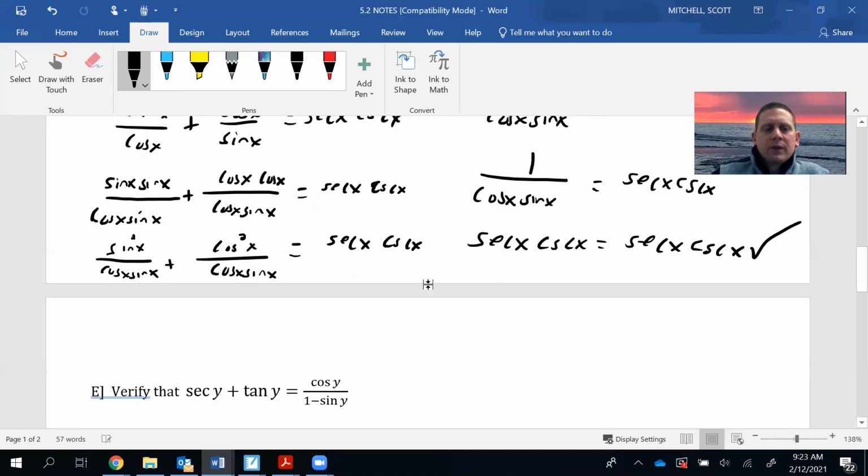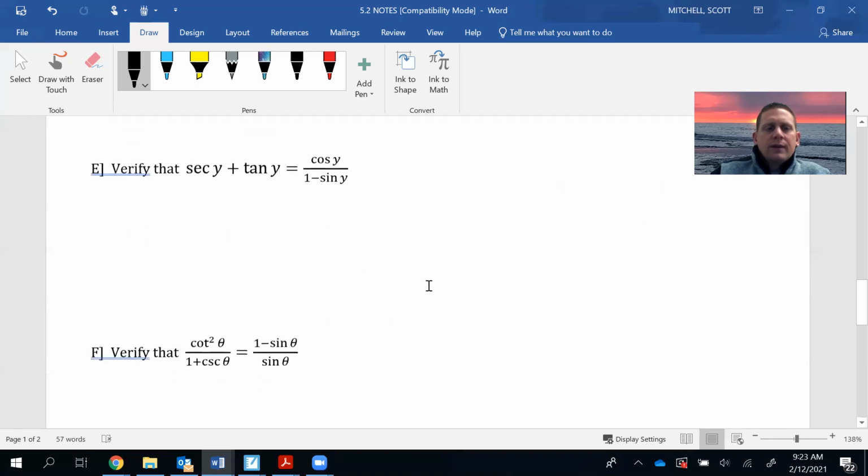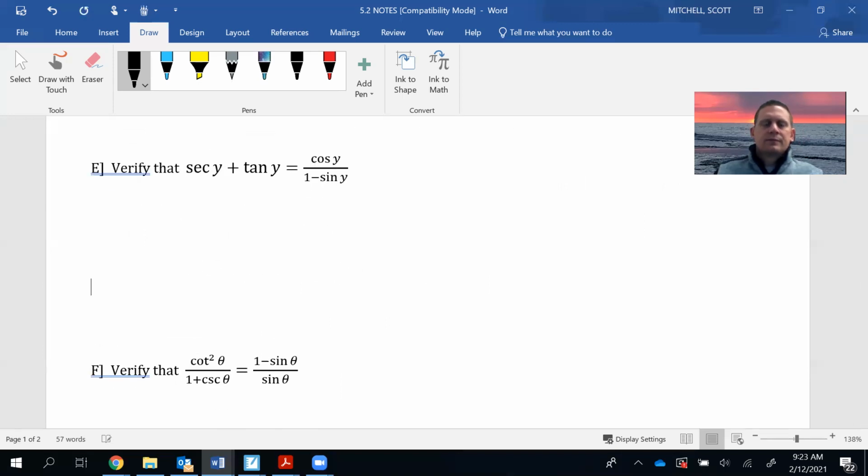Okay, all right, so letter E. We have a secant plus a tangent equals a cosine over 1 minus sine. Now, up until this point, we've always worked with the left side. You can choose to work with either side. In this problem, I'm going to choose to work with the right side. I want to show you a maybe a little different method to approach some of these.